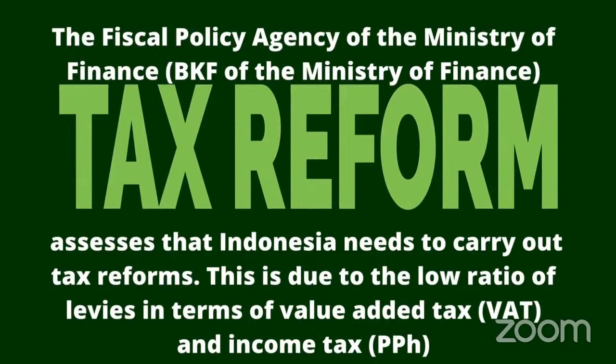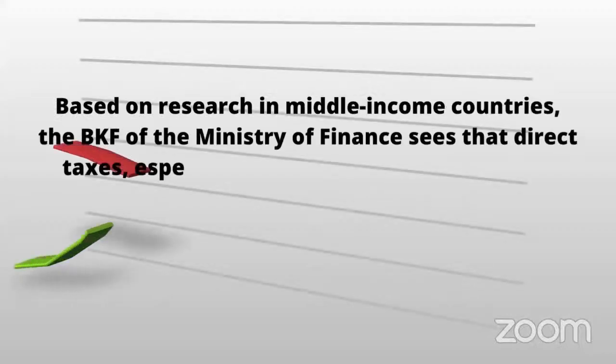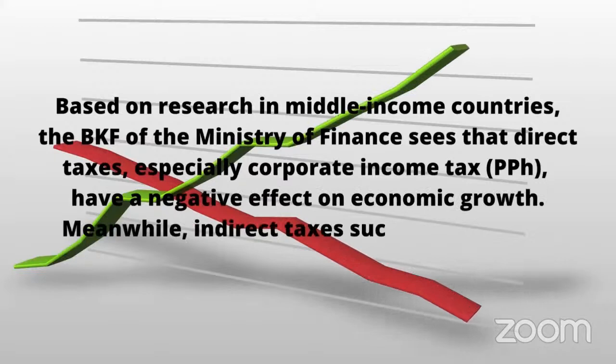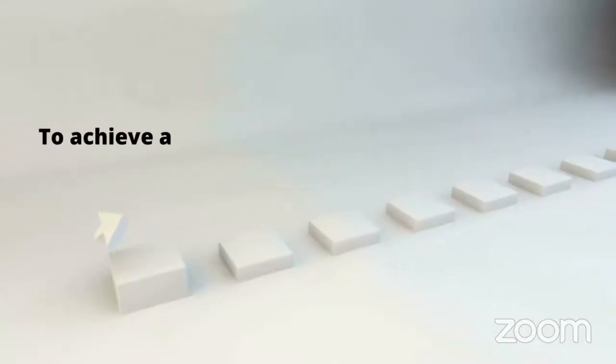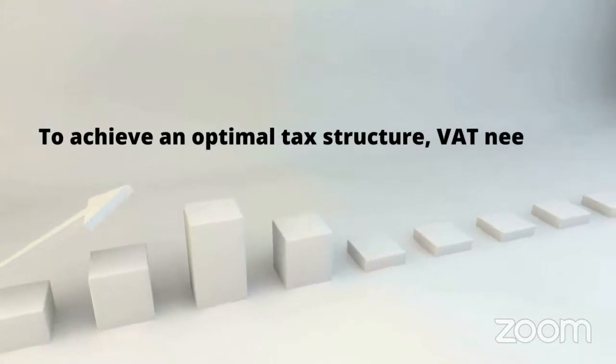This is due to the low ratio of levies in terms of value added tax, or VAT, and income tax, or PPh. Based on research in middle income countries, the BKF of the Ministry of Finance sees that direct taxes, especially corporate income tax or PPh, have a negative effect on economic growth. Meanwhile, indirect taxes such as VAT have a positive effect on economic growth. To achieve an optimal tax structure, VAT needs to be increased.